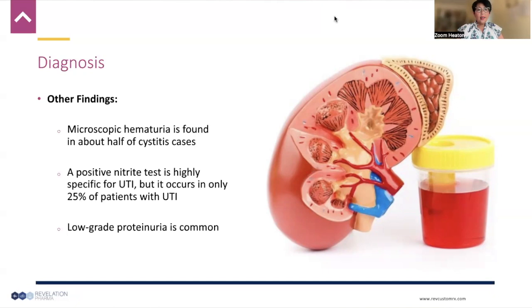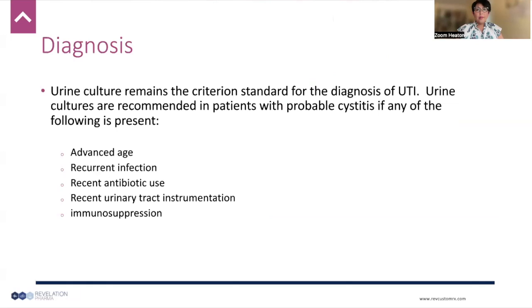Other findings: microscopic blood is found in about half of cystitis cases. A positive nitrite test is highly specific for UTI, but it occurs in only 25% of patients with UTI, and low-grade proteinuria is common. Urine culture remains the standard for the diagnosis of UTI. Urine cultures are recommended in patients with probable cystitis if any of the following is present: advanced age, recurrent infection, recent antibiotic use, recent urinary tract instrumentation, such as catheters, and immunosuppression.